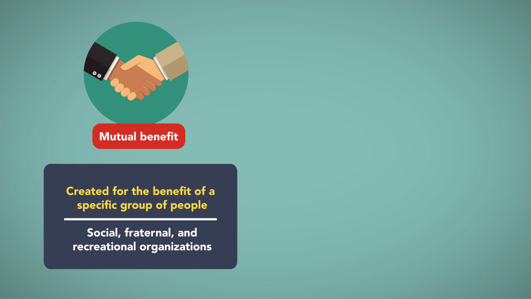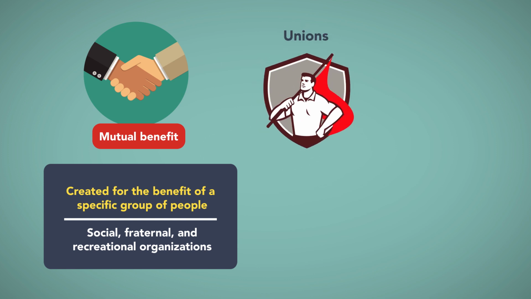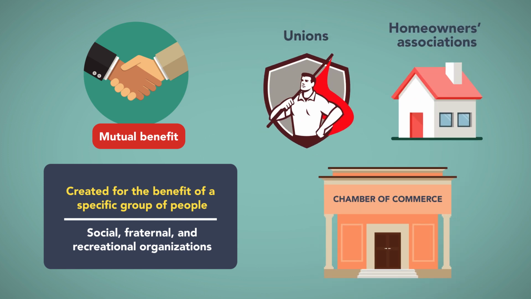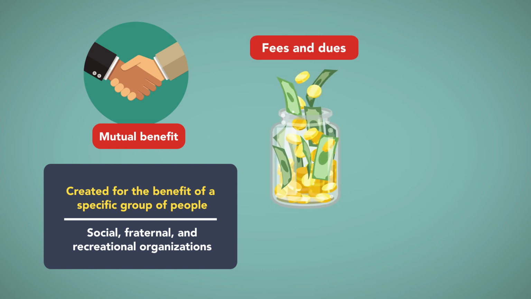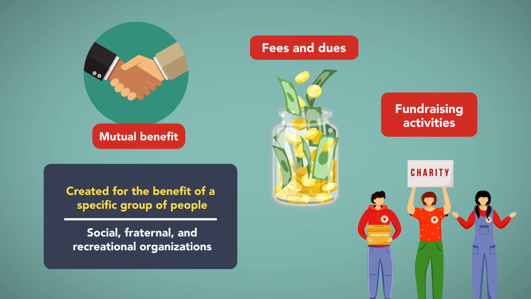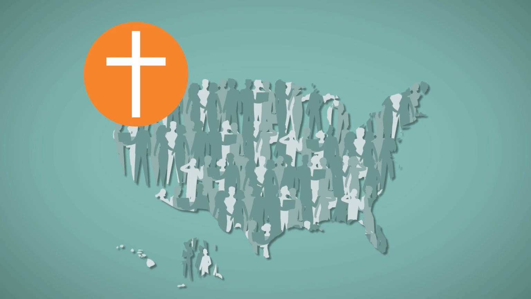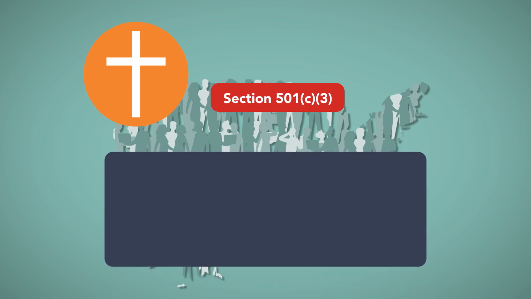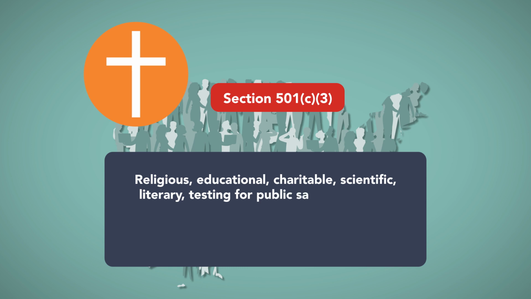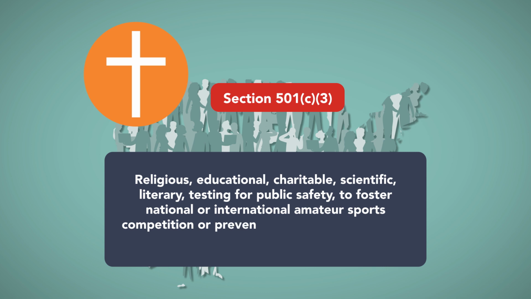They include social, fraternal, and recreational organizations, such as unions, business chambers of commerce, and homeowners associations. The operating resources of mutual benefit organizations generally come from fees and dues of members in addition to any fundraising activities. By far the largest group of nonprofit organizations in the United States are those organized under Section 501(c)(3) of the tax code, whose purposes include religious, educational, charitable, scientific, literary, testing for public safety, to foster national or international amateur sports competition, or prevention of cruelty to children or animals organizations.